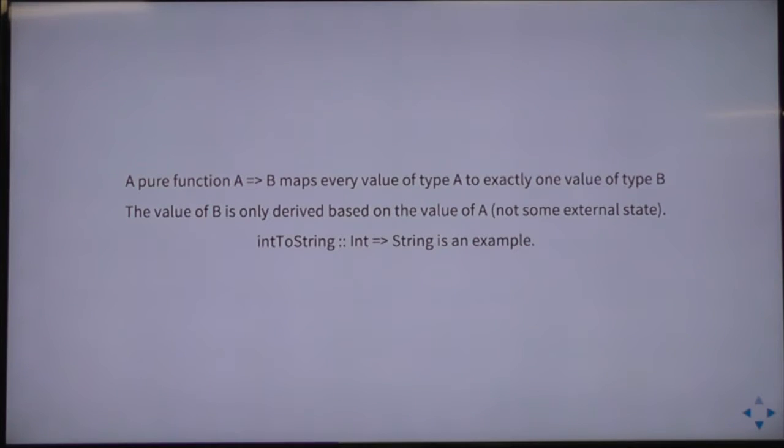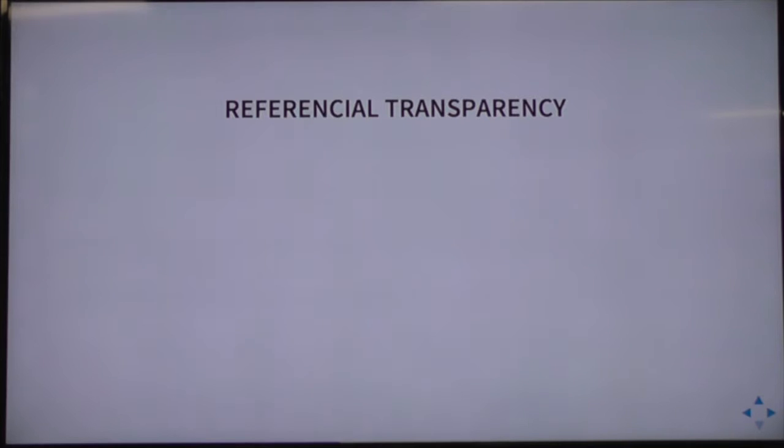And an example of that is intToString. If you give intToString 5, then it's always going to return the string with 5 in it. You expect that. You have an intuition of what a pure function is, but we're making it a proper thing and trying to make more and more of that code pure so that we can reuse it. And the key to all this is something called referential transparency.